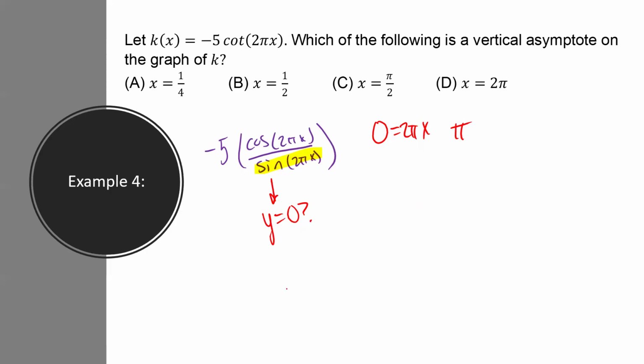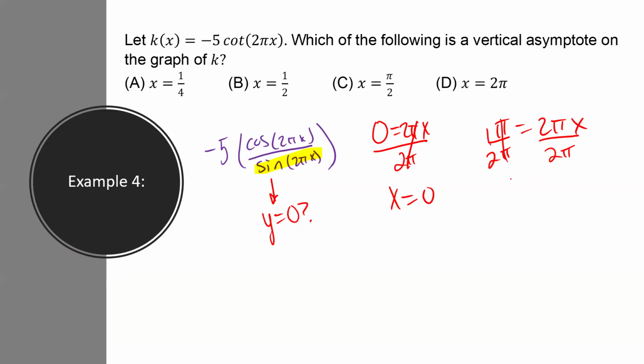2 pi x. I did not leave enough space for me to write that. And then we have pi equals 2 pi x. I'm going to solve both and see which one is available as an answer choice. So we divide by 2 pi. This cancels out. This is going to be 0. So we have x equals 0.